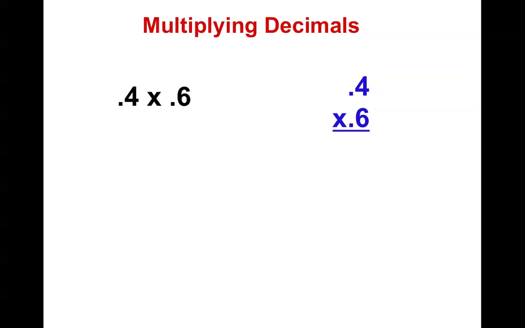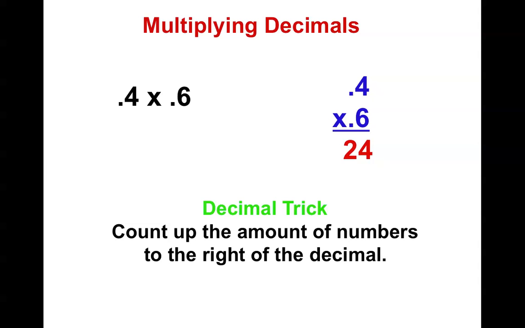So notice, we multiply here. 6 times 4 is 24. That gets us our pieces. And what size pieces were they? They were hundredths. The rule is that if you want to know the shortcut for multiplying decimals, you simply count up the number of numbers to the right of the decimal. Notice, I have one number to the right of the decimal, another number to the right of the decimal. 1 plus 1 is 2, and that's why you have two numbers to the right of the decimal.